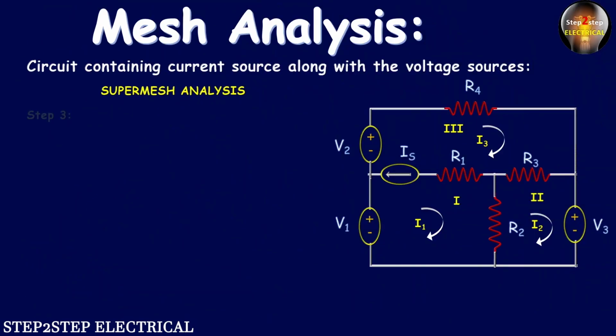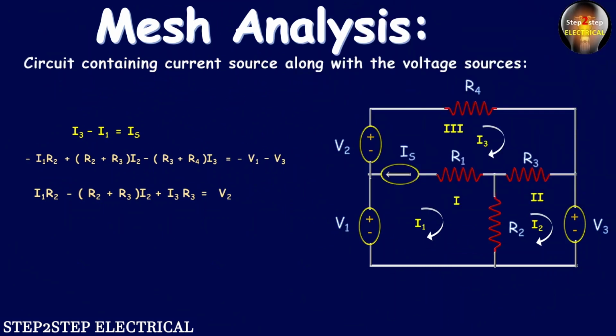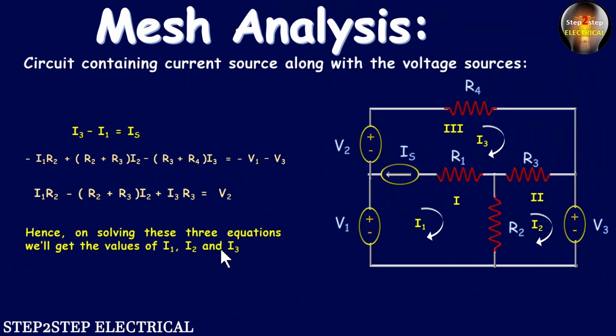In this step, we will apply KVL in the second loop. On applying KVL in loop 2, we can write minus V3. It is very easy because this current I2 is flowing from positive to negative. That's why we write minus V3 minus (I2 minus I1) into R2 minus (I2 minus I3) into R3 is equal to 0. On simplifying this equation, we can easily write I1 into R2 minus (R2 plus R3) into I2 plus I3 into R3 is equal to V3. So this is the third equation. On solving these three equations, we will get the values of I1, I2 and I3.